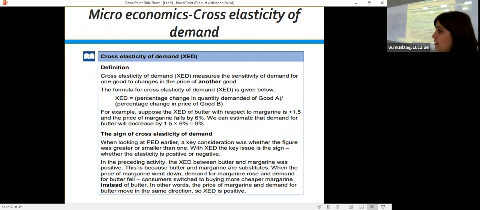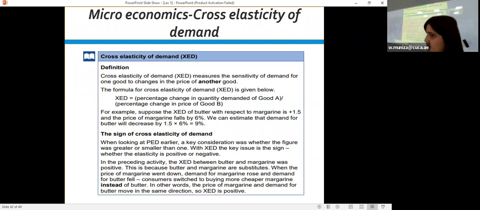And the price here, the sign is important, okay? Positive 1.5. And the price of margarine falls by 6%. We can estimate that the demand for the butter will decrease by 1.5 multiplied by 6%, which is equal to 9%. The sign of cross elasticity of demand.